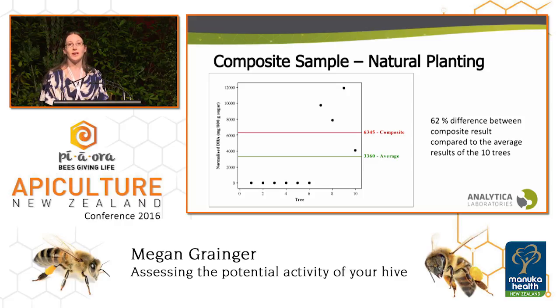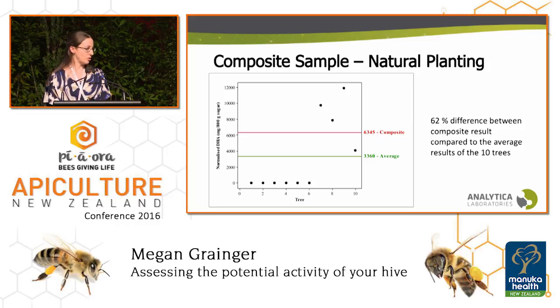This is not always the case. So in this particular site, 6 of the 10 trees were below detection limit. So by the time you take a composite, it changes, 62% different to the average.